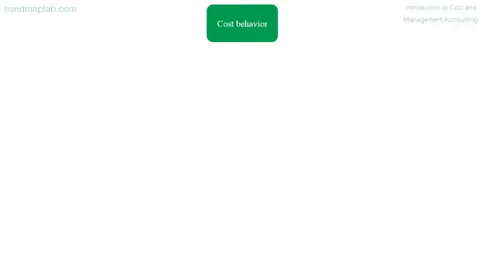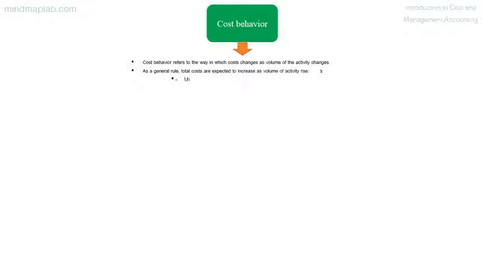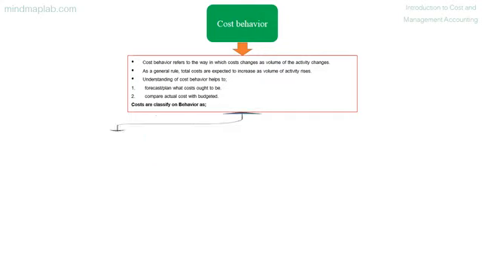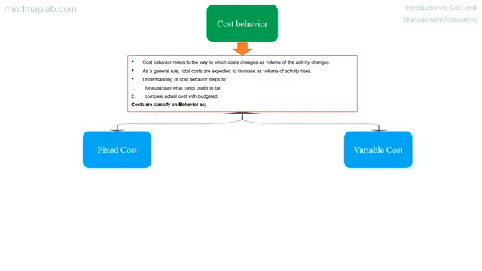Cost behavior. Cost behavior refers to the way in which costs change as the volume of activity changes. As a general rule, total costs are expected to increase as volume of activity rises. Understanding of cost behavior helps to forecast and plan what costs ought to be, and compare actual cost with budgeted. Costs are classified on behavior as fixed cost and variable cost.